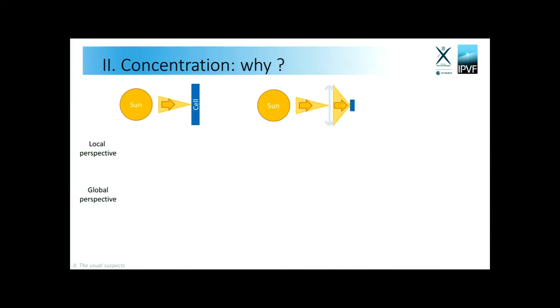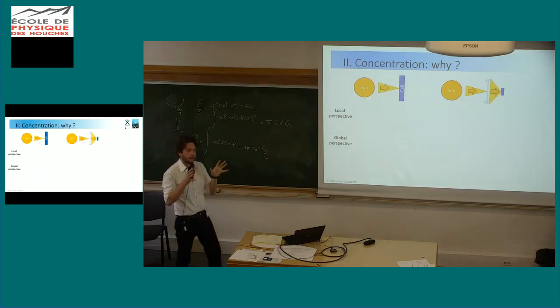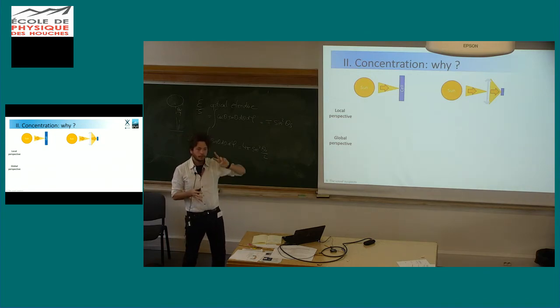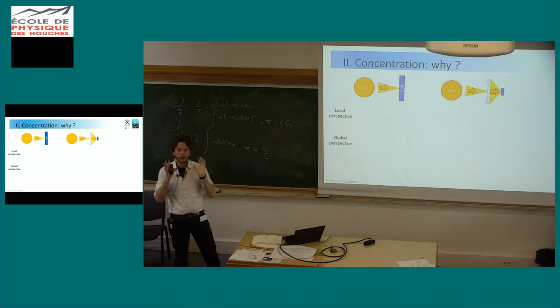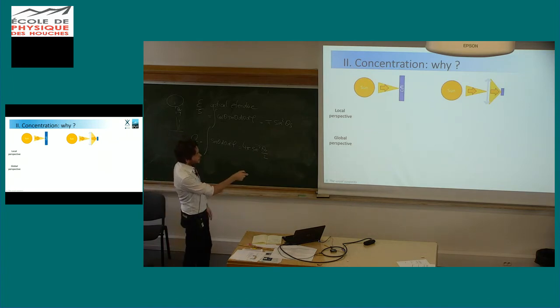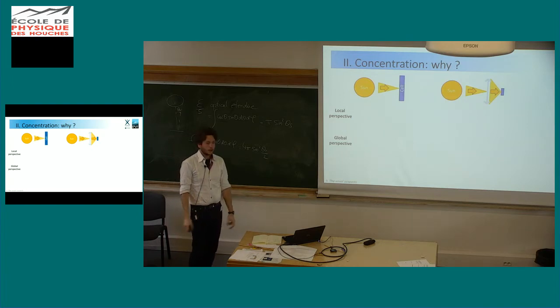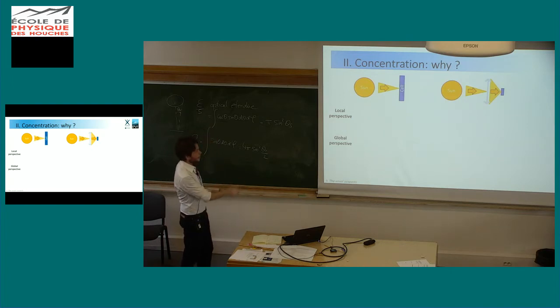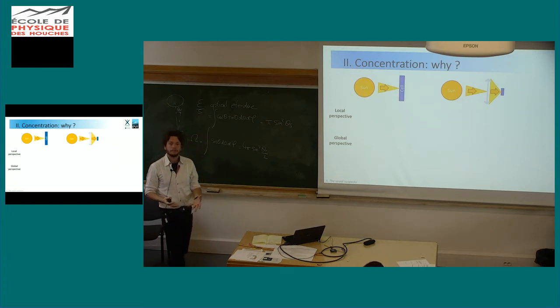So, why is concentrating light helping conversion efficiency? I would like to give you here two perspectives, which of course give the same result at the end of the day. The first one is the local perspective. So I'm going to sit here just at the middle of the cell and see what happens. The second perspective is a global perspective. I'm going to consider the device as a whole and try and understand what is happening.